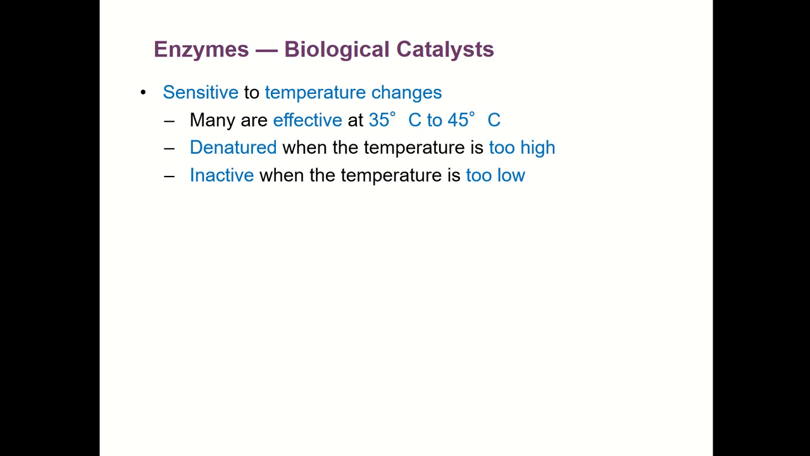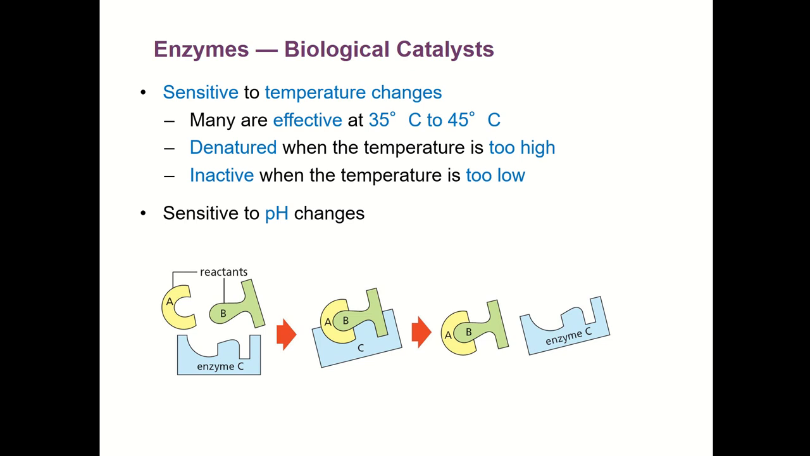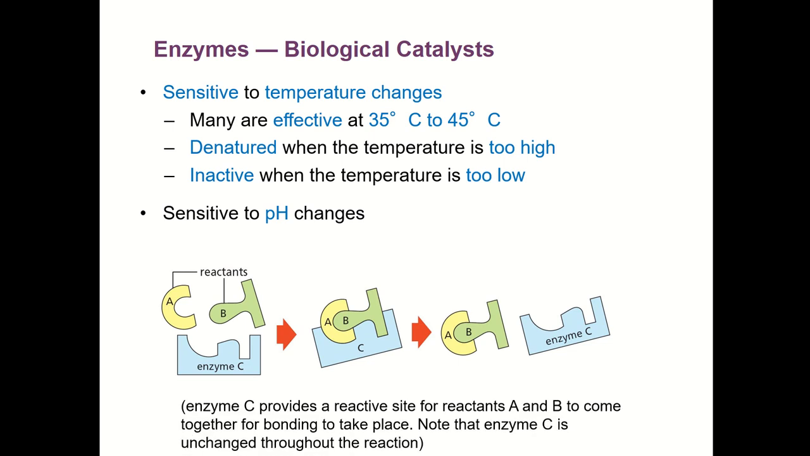Okay, biological catalysts are usually very sensitive to temperature changes. If the temperature is too high, they will be denatured. If the temperature is too low, they are inactive. And biological catalysts are also sensitive to pH changes. That means if there's any change in pH, they can become inactive as well. So for example here, C is the enzyme for reactants A and B to come together for the reaction to take place. But take note that C remains chemically unchanged at the end of the reaction.